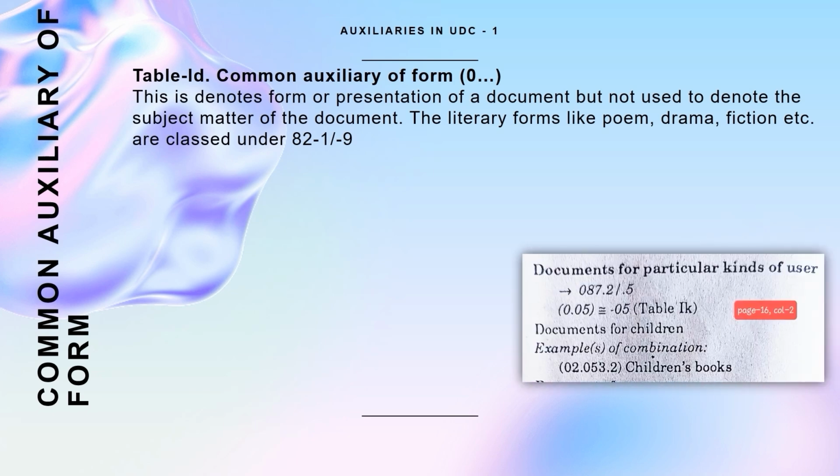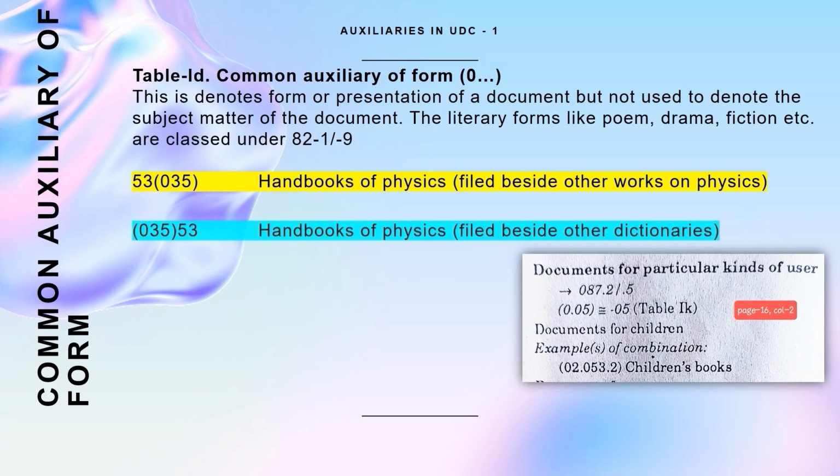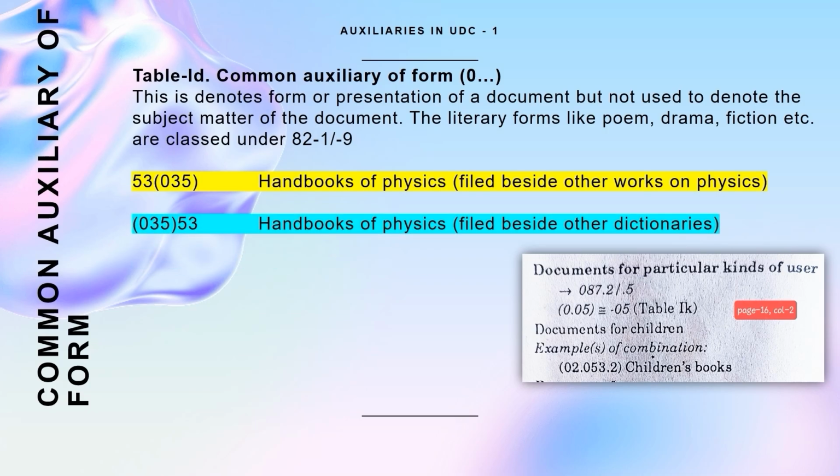So you see the example 53(035). It is assigned for Handbook of Physics, filed beside other works on physics. So 53 is for physics and (035) for handbook. Because (035), the form auxiliary, is an independent auxiliary, you can also put it at the beginning, that is (035)53.